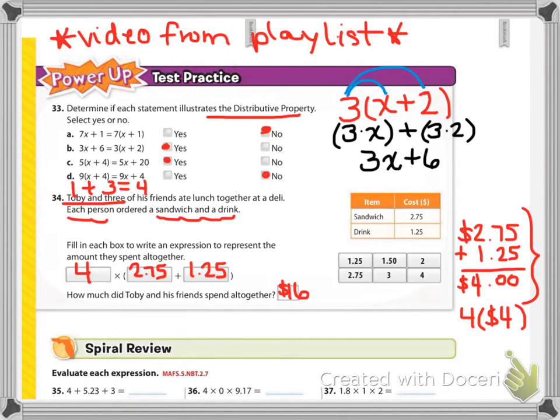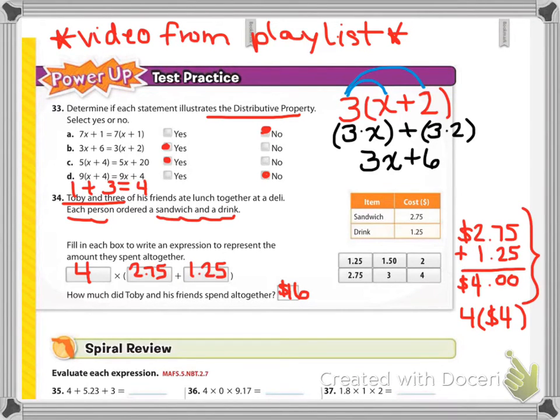Okay, you can see here I tried to show my steps for the distributive property on 33. So I have the blue arrows showing the rainbow that I multiplied 3 times x, plus I multiplied 3 times 2. So my simplified answer would be 3x plus 6. So the distributive property was used correctly for B and C, but it was not used correctly for A and D.